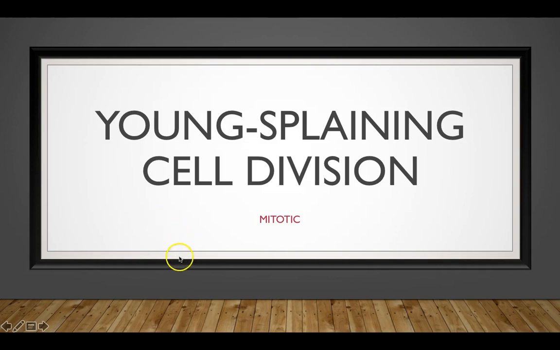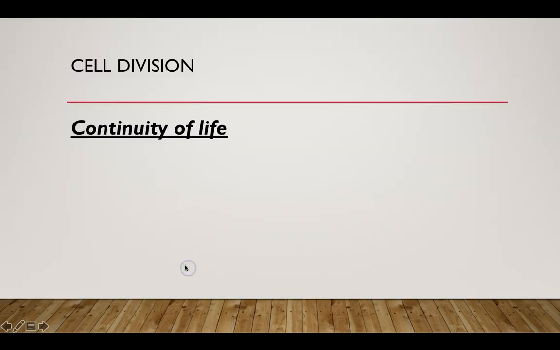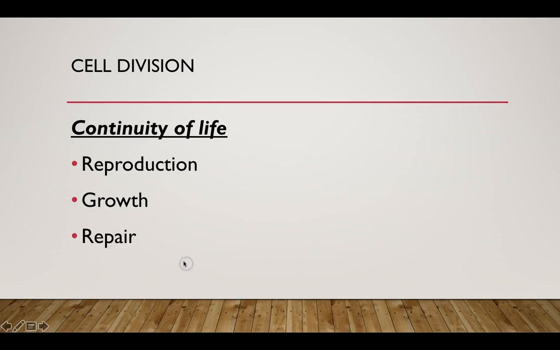So, in order to first even understand what cell division is, we need to understand why we need cell division. And the purpose of cell division is to maintain the continuity of life. Now, there's three ways this is done: through reproduction, where genetic information is passed from one generation to the next; growth, where an organism has the ability to increase in size as it goes from infancy to adulthood; and repair, where the organism possesses the ability to make repairs to damage that is done throughout its lifetime.